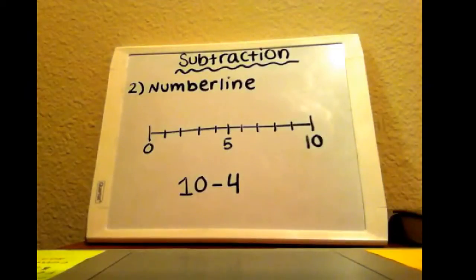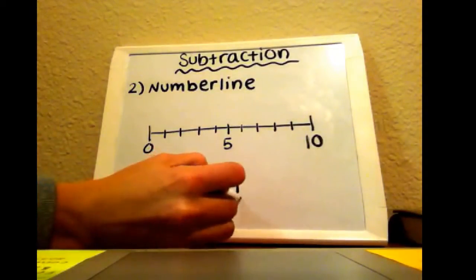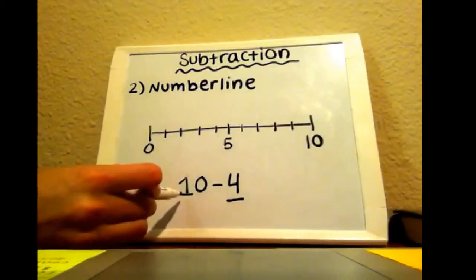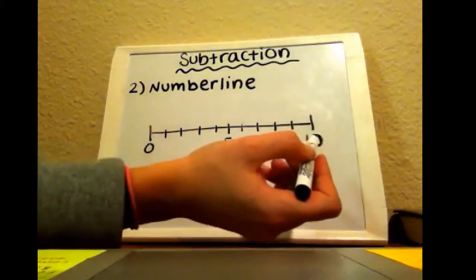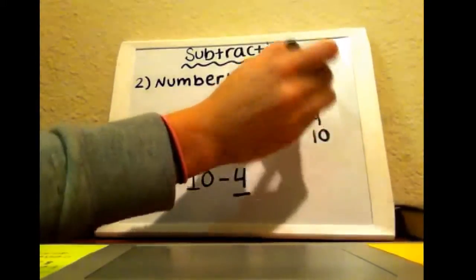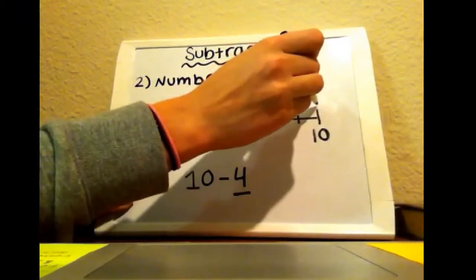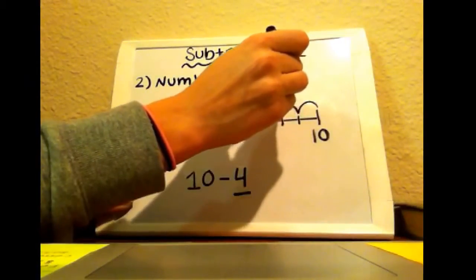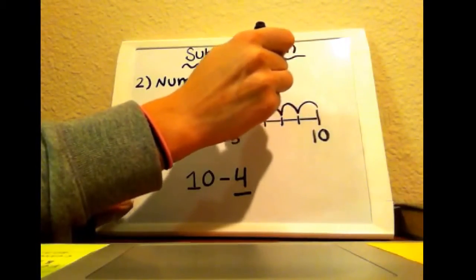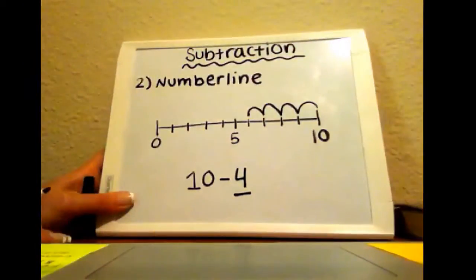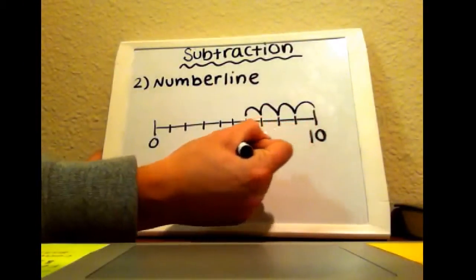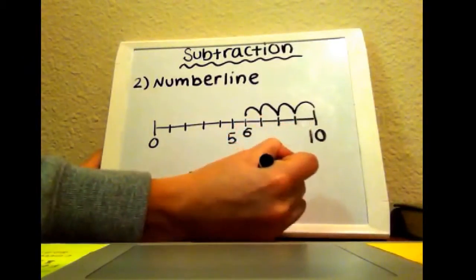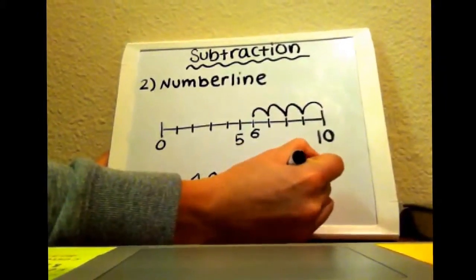All you do is you look at how many you're subtracting. So we're taking away 4. So we start at the biggest number that we're taking away from, and we just count backwards. So we're going to go backwards from 10, 4 spaces. 1, 2, 3, 4. And when we look 4 spaces back, that is 6. So 10 minus 4 equals 6.